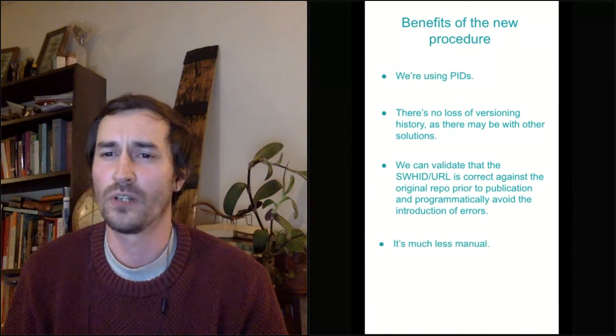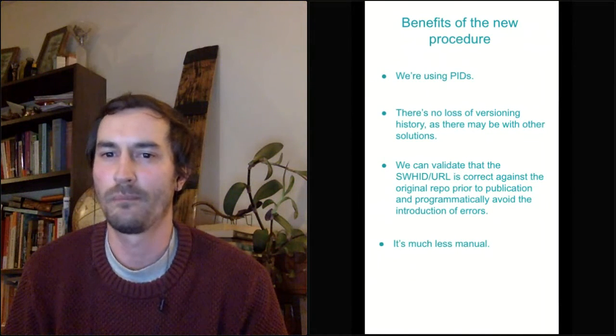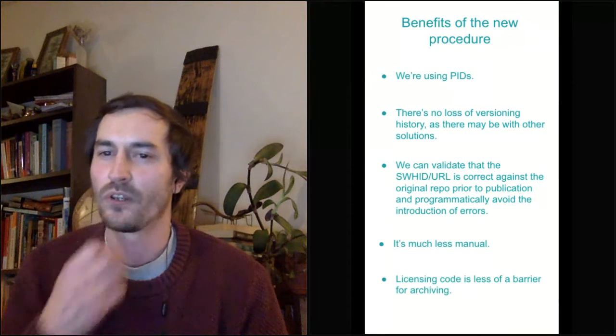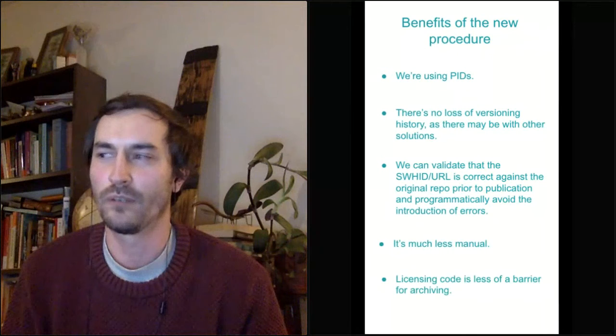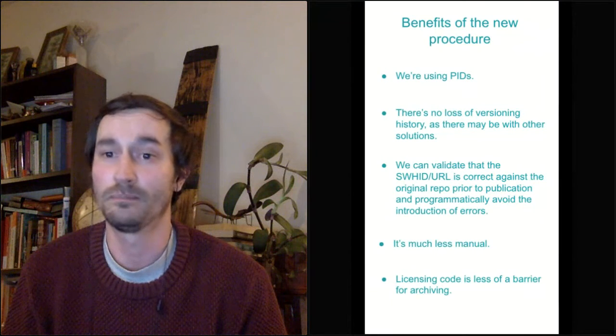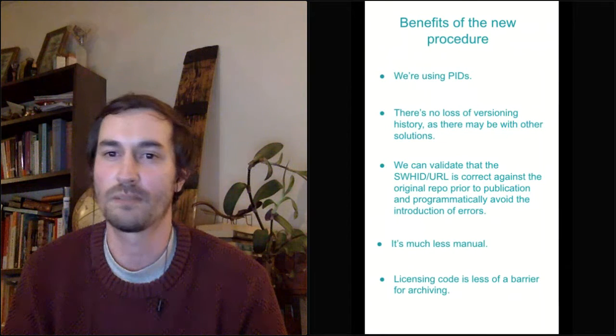This process is a lot less manual than our previous process, especially for repos and code which wasn't stored in GitHub. And we no longer have to wait for authors to license their code before archiving it. We can archive it at the stage that we want and then update it later. And we can still continue to nudge them towards best practices.